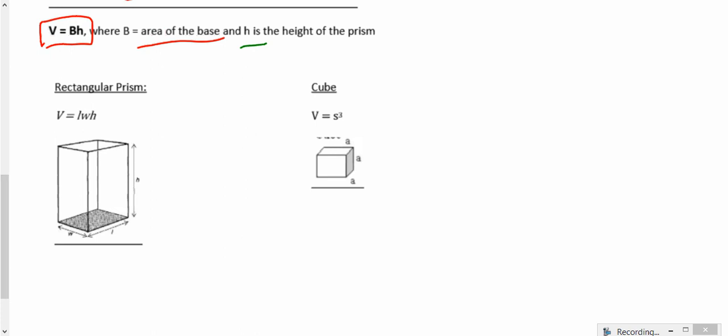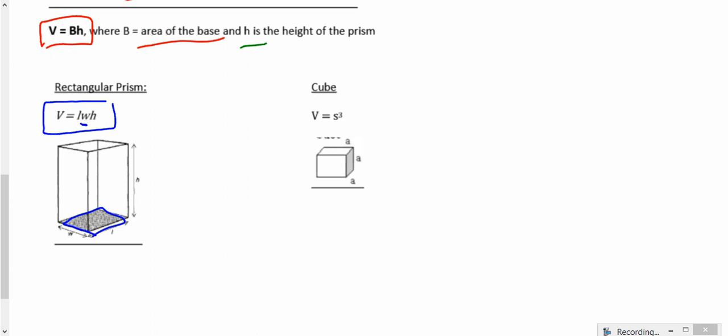First case is a rectangular prism. Nicely enough, it's just length times width times height. You take your three dimensions, multiply them together, and you get volume. But if you notice, length times width is the area of the base. So you are still doing area of the base times height, but it just looks a little bit more specific to this shape.